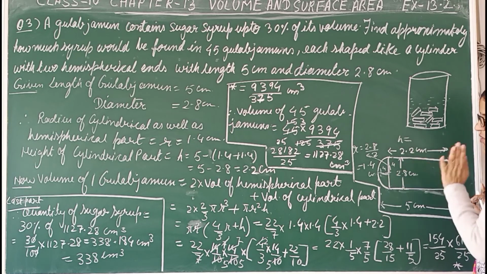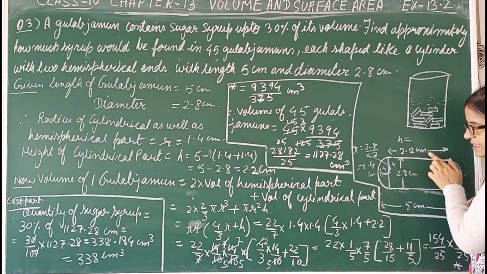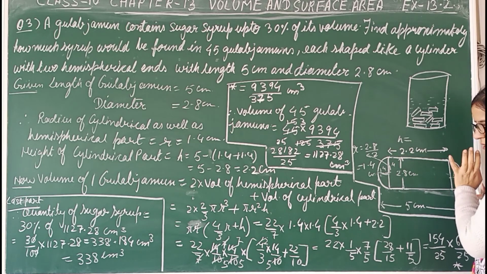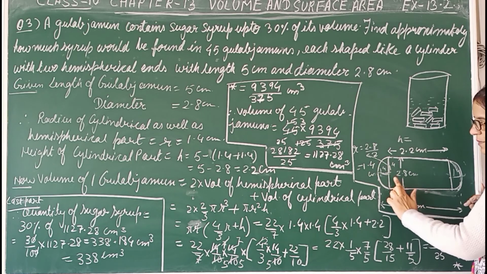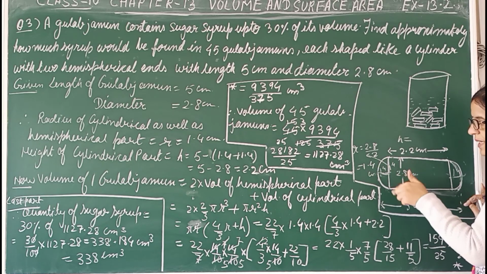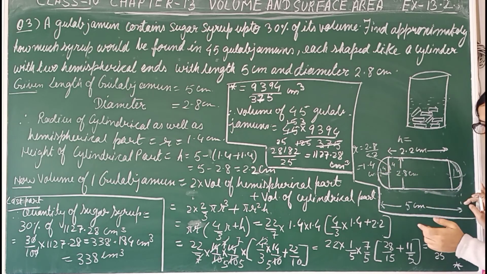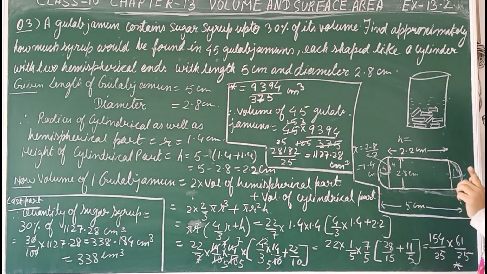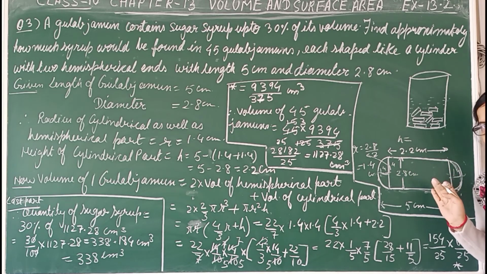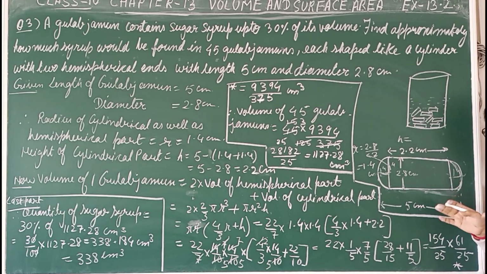So again I repeat, the volume of this gulab jamun will be the volume of the cylindrical part with radius 1.4 and height and length 2.2 centimeter, plus 2 into the volume of one hemispherical part, which equals 2 into 2 by 3 pi r cube, where r is taken as 1.4. That's it. We will get the volume of one gulab jamun. Into 45 will give the volume of the 45 gulab jamuns, and into 30% will give the amount of the sugar syrup in 45 gulab jamuns.